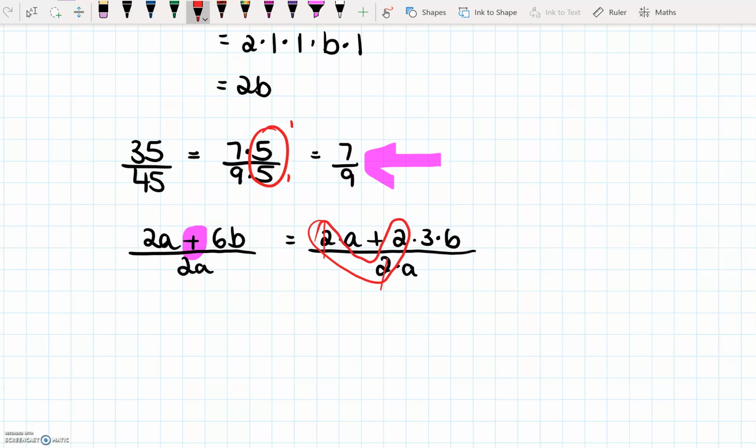Okay, therefore we can cancel. But the a is only able to be cancelled from the first term, not from the second one. Therefore we can't cancel the a. So what we get left with is a plus 3b over a. Remember those are being replaced with ones, so if they all disappear, you need to leave a 1 behind.